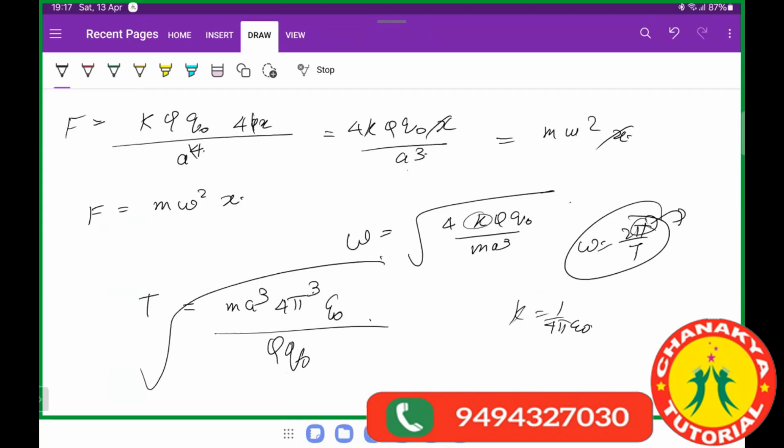Option number A. So how is it pi cube? Shouldn't it be pi square? Yeah, but if I'm bringing pi inside, this is outside, right? Outside the square root. If I'm bringing it inside, it will become pi square, and pi is already there. K is what? 1 by 4 pi. So pi and this pi square will become pi cube. This pi is already there.